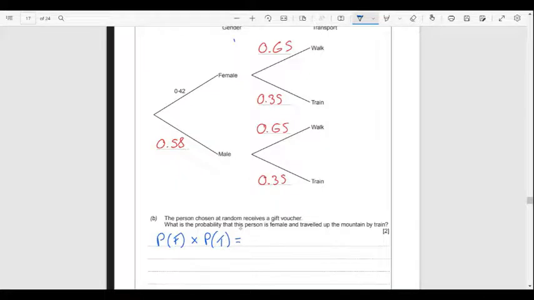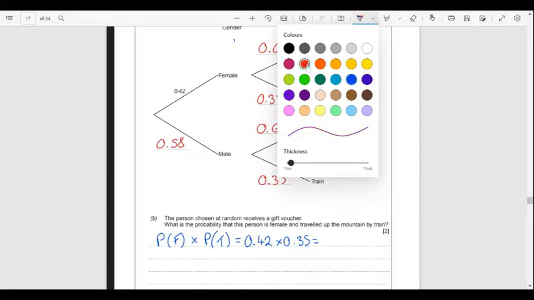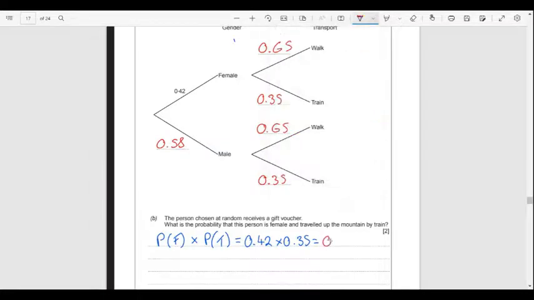Okay, so probability they were female is 0.42. Probability they took the train, 0.35. So the probability they were female and they took the train is 0.147.